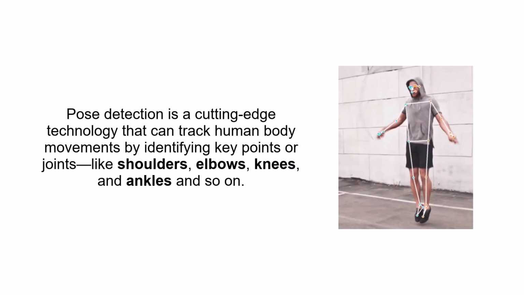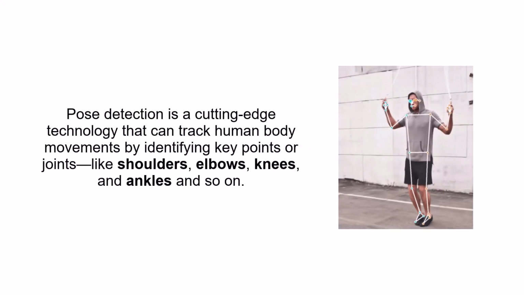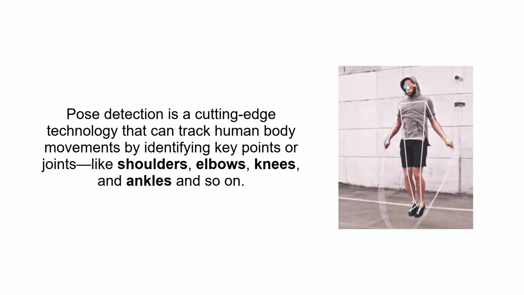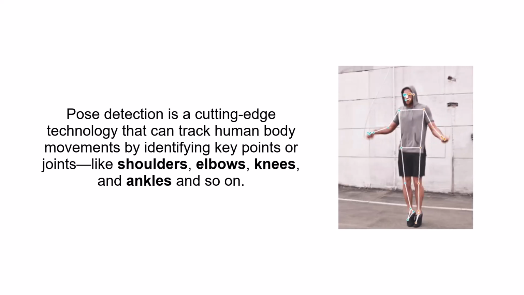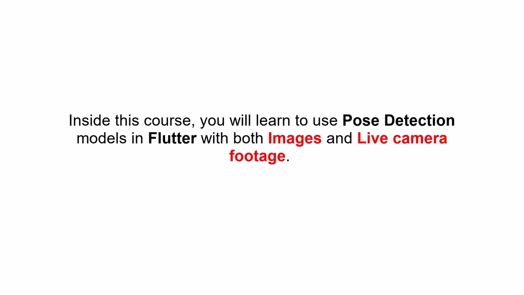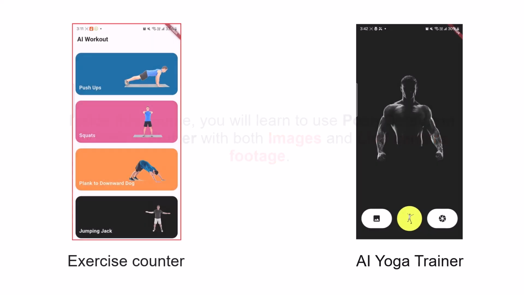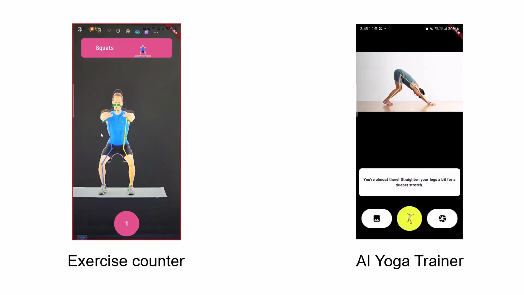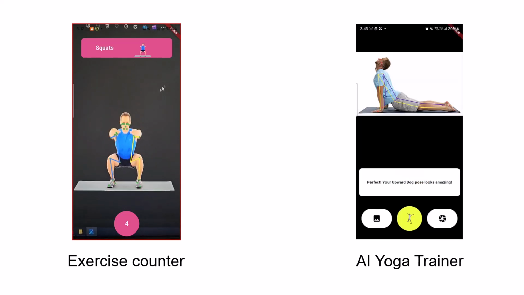Pose detection is a cutting-edge technology that can track human body movements by identifying key points or joints like shoulders, elbows, knees, ankles, and so on. And it has practical applications in sports, medical, fitness, and gaming. And inside this course, you will learn to use pose detection models inside Flutter with both images and the live camera footage. And during that process, we are going to build exciting applications, including an AI yoga trainer and an exercise counter. So now let's look at the course curriculum.